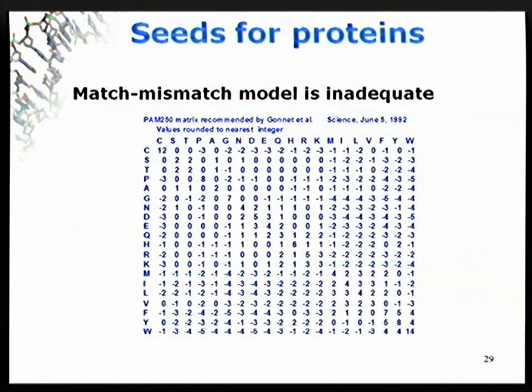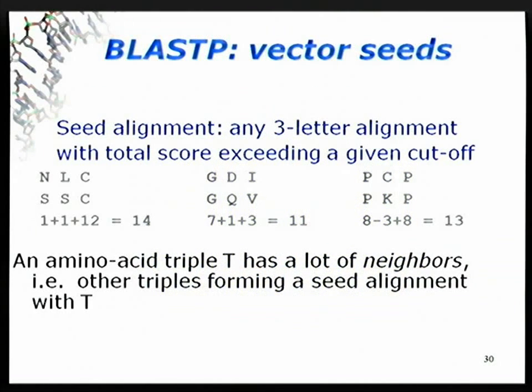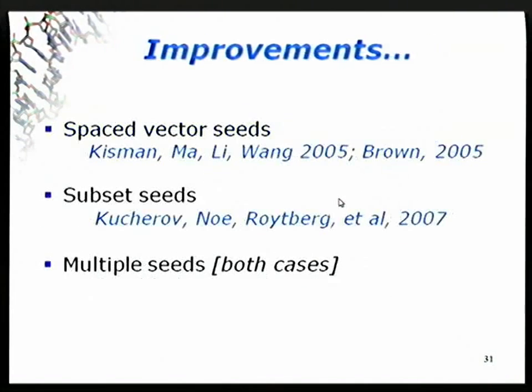Another problem is seeds for proteins, and in this case BLAST uses so-called vector seeds, which is another approach. It means that we have some weight matrix of substitutions of any two letters. For example, here for N and C it is 1, and for C and C it is 12. The seeds are all triples which have total weight greater than some threshold. In this case, the threshold is 12. And in both cases, we have used multiple seeds.